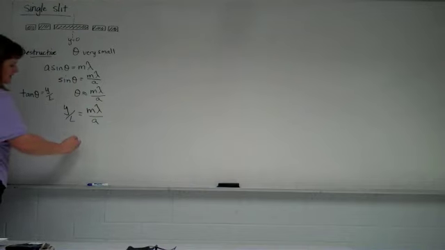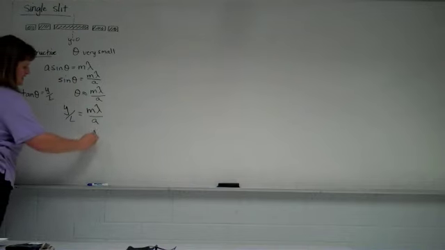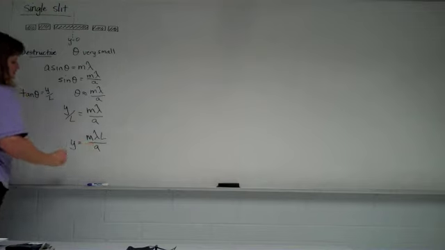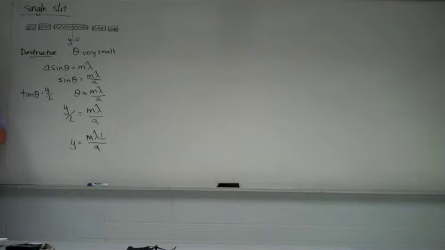So y, the location of a dark spot on your screen, depends upon the wavelength of the light you're using, how far away the screen is, and a is how wide the slit is. m is just your multiple. So m equals 1 is the first dark spot, m equals 2 is the second dark spot, m equals 3 is the next dark spot, and so forth. The width of the central max is simply 2 times your first y.